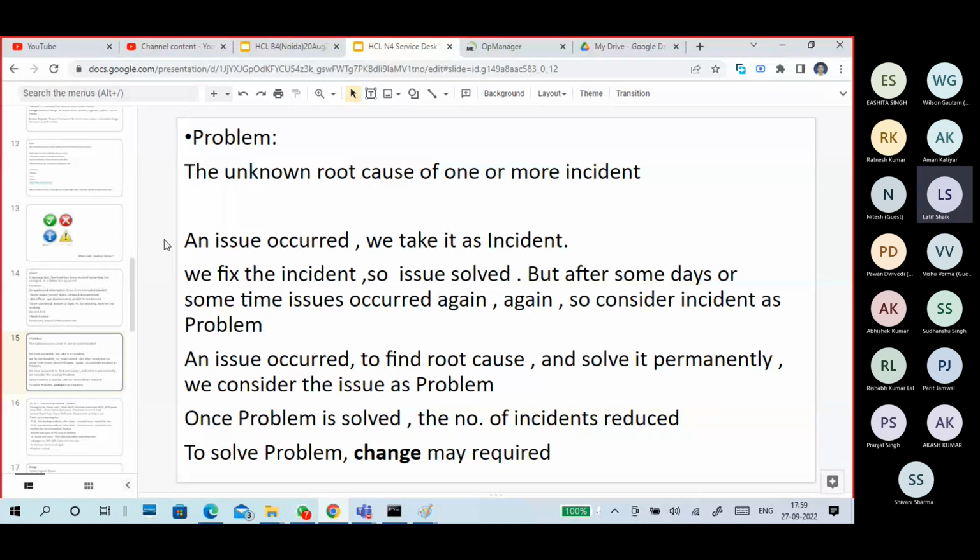Prevention means it should not occur again, that is a prevention. We don't want to get that issue again, so that is a preventive measure. What are the preventive things you have taken? It should not occur again.